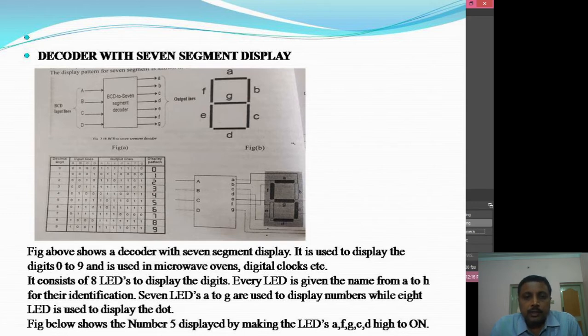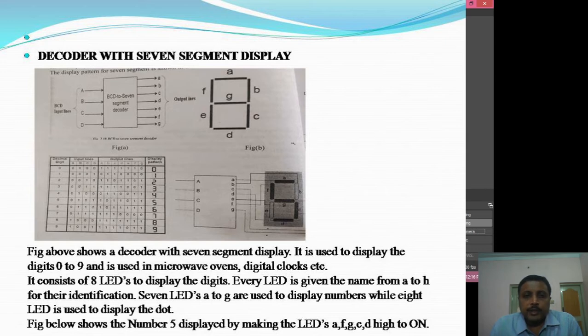Similarly, in order to display 4, the outputs that will be highlighted are F, G, C and B in a high state, the remaining in a low state. For 5, A, F, G, C, D would be in a high state and the remaining in a low state. For 6, we need A, F, E, D, C, G in high state and B alone in a low state.